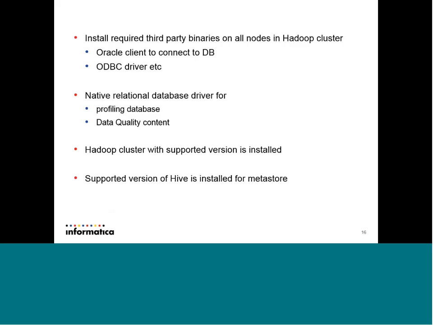During the installation, here we are outlining all the steps that you need to get an Informatica mapping running on the Hadoop environment. You need to have installed all the third-party libraries that are required for any mapping to be successful. For instance, if you're connecting to Oracle or making some ODBC connections, then you need to have Oracle clients and ODBC drivers set up. Likewise, if you have a data quality mapping, then you need to take care of native connectivity to the profiling database and also the content database for data quality.